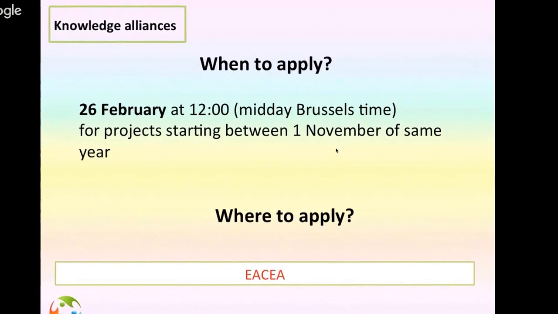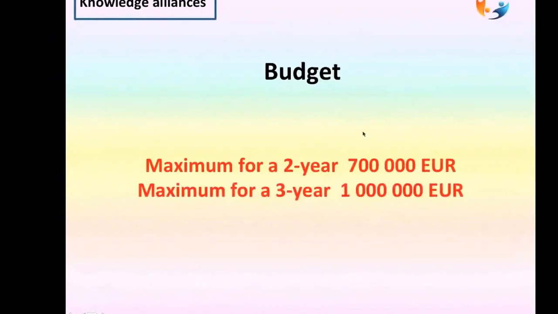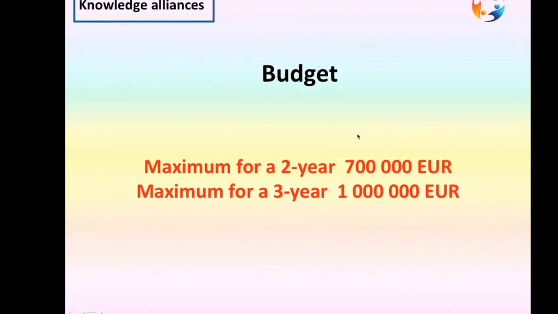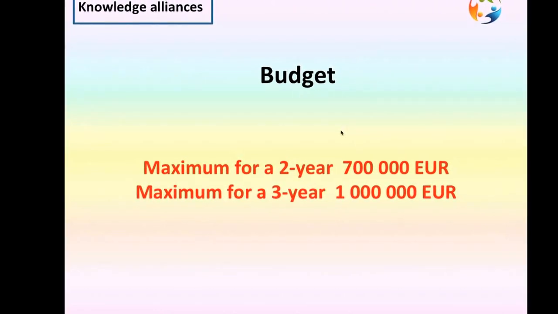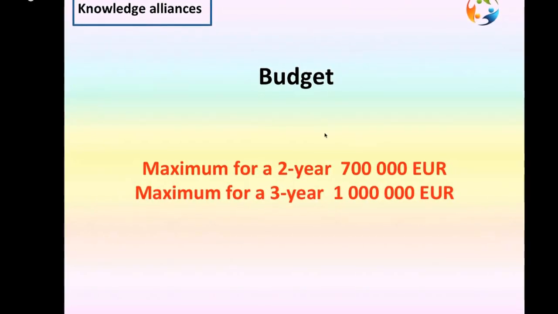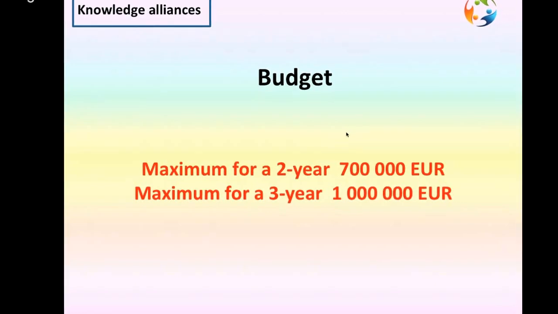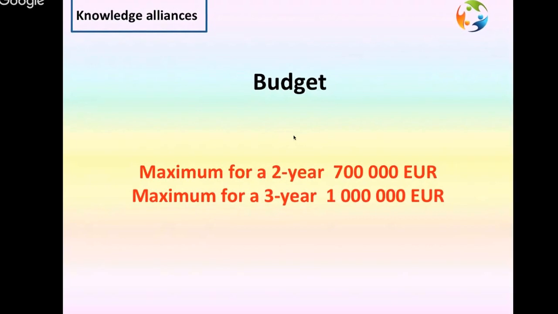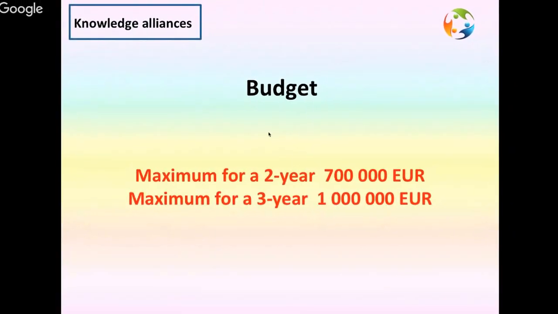You apply directly to the executive agency. The budget is much higher than for the other actions. It's from €700,000 to €1 million for a 3 years project. This also gives you the idea of the importance of these actions and the really few number of actions that can be approved with this budget. So you need to build a very strong partnership and project in order to get your idea approved, but it's not difficult.